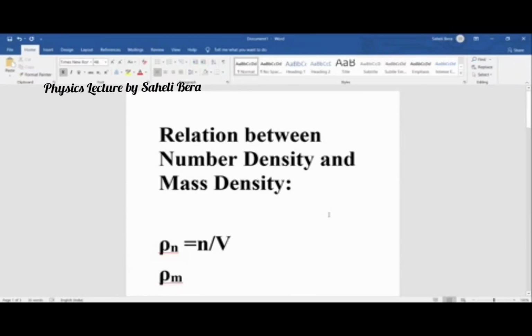Hello everybody. Today is the fourth lecture of solid state physics. So today's topic is the relation between number density and mass density and then the Miller indices.